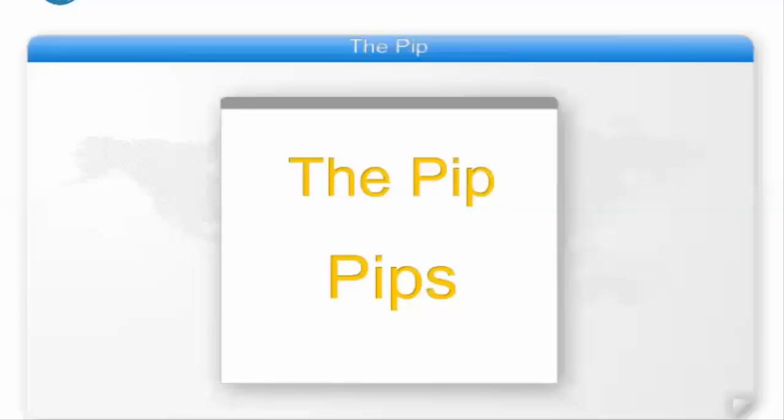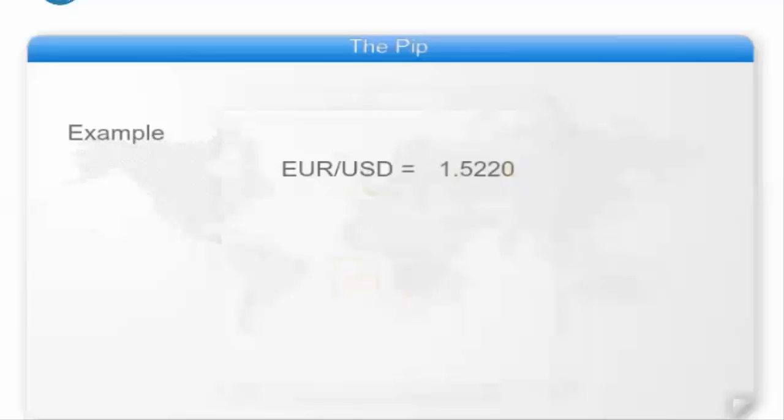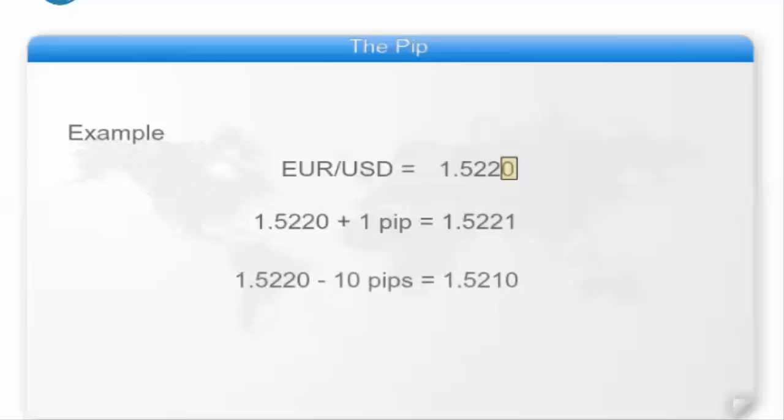A pip. Another important concept in the Forex market is the pip, singular, or pips, plural. In the Forex market, the exchange rate rises by pips and falls by pips. For most of the currencies, the pips are denoted 4 places after the decimal point. In other words, if the euro-dollar rate is 1.5220, then the number of the pip is 0. If the exchange rate was previously 1.5220 and now it rose by 1 pip, the exchange rate will be 1.5221. If the exchange rate fell by 10 pips, it would be 1.5210, and so on.